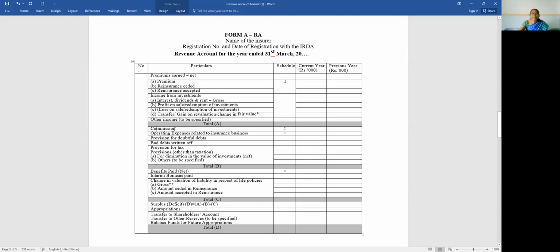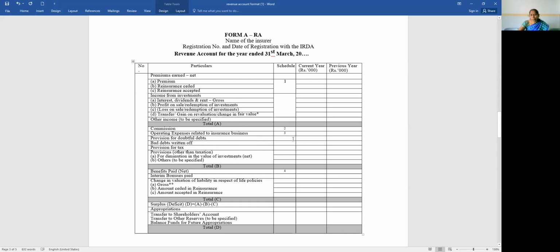So this amount paid as commission, we can write under schedule number 2, because so many amounts will be there, some adjustments, outstanding, whatever it is, all this you have to adjust, and a net amount you have to write in the revenue account. So all these adjustments you can make in schedule 2. Next is operating expenses. All the administration and office expenses, management expenses, everything will come under the category of operating expenses. So any expenses related to insurance business will come in the operating expenses.